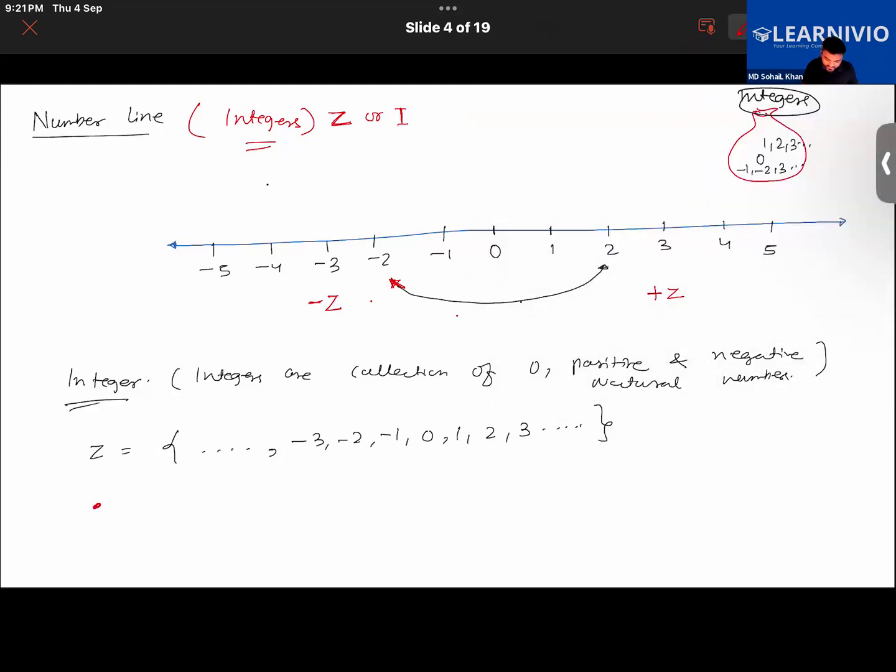Some of the important properties: we have learned that every integer has an opposite except for 0.